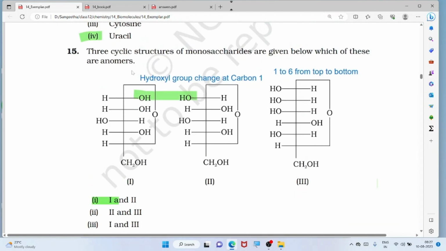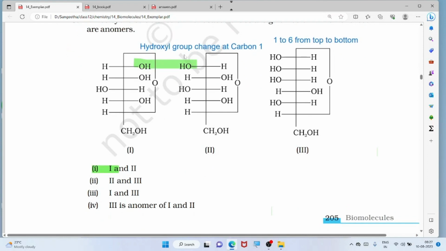3 cyclic structures of the monosaccharides are shown below. Which of these are anomers? Anomers differ only at the position C1 of the carbon atom. So only these differ. Rest should be the same. So this one and 2.